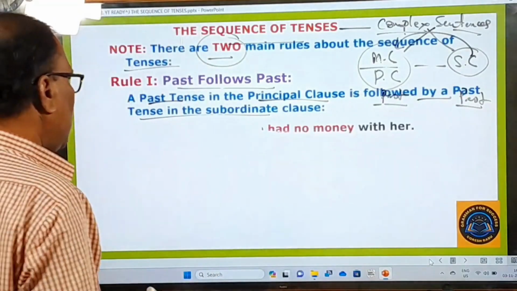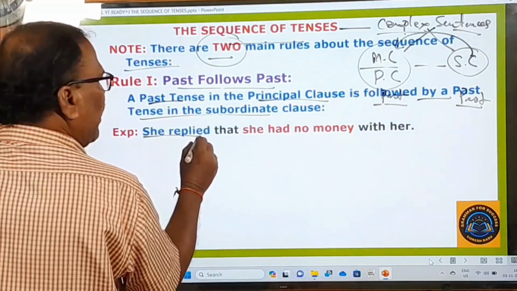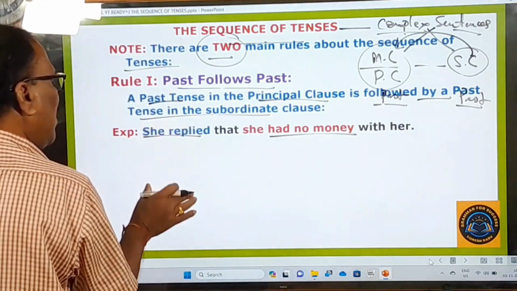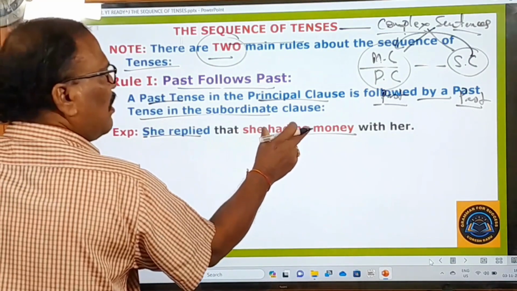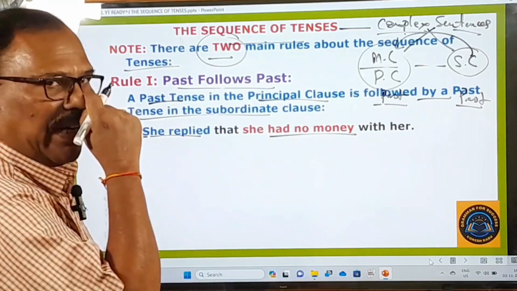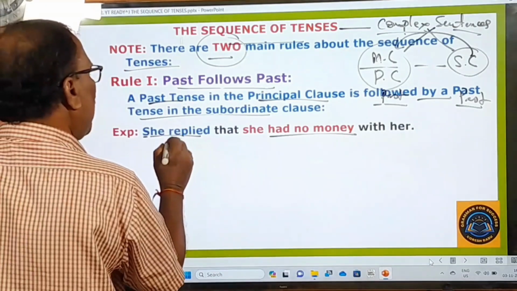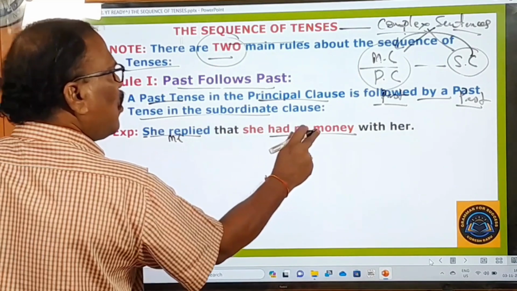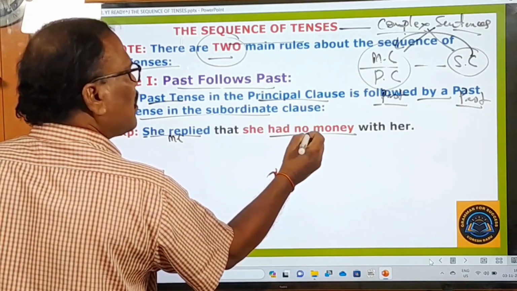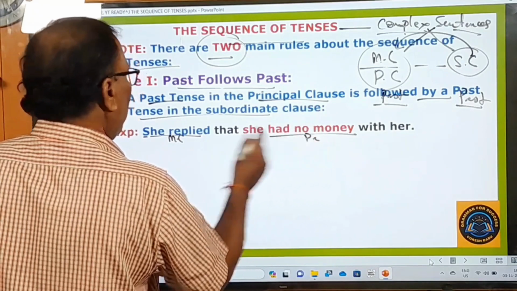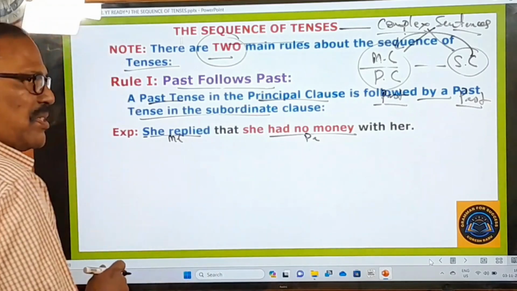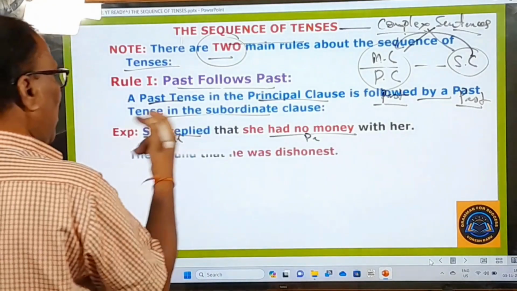And how? Let us see that. What is that? She replied she had no money with her. So this is the main clause. The main clause is colored in blue, and the subordinate clause is colored in red. So "she replied" is the main clause, right? It is in the simple past. And "she had no money" is also in the simple past. The main clause is in the past tense, and the subordinate clause also is in the past tense, right? And now you go to the next example.